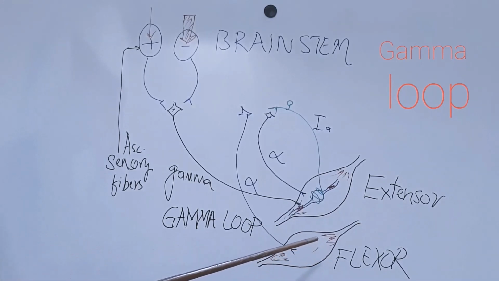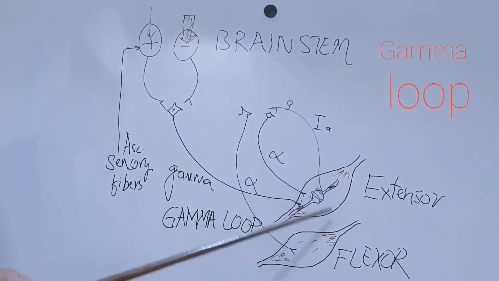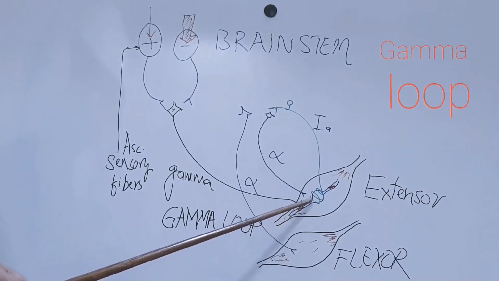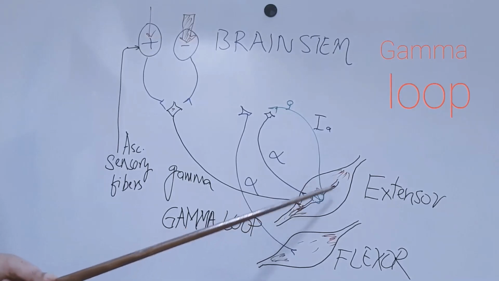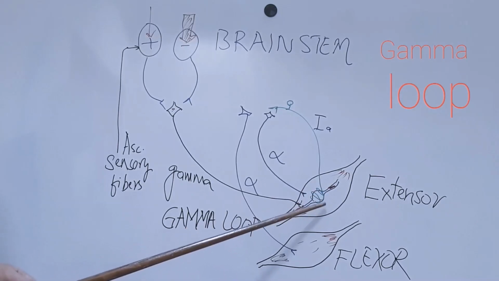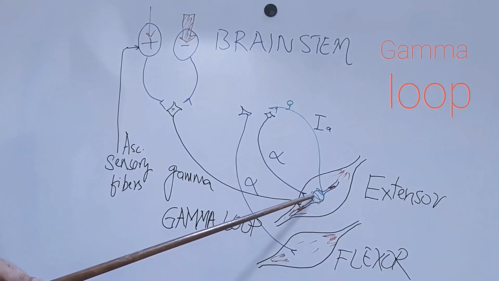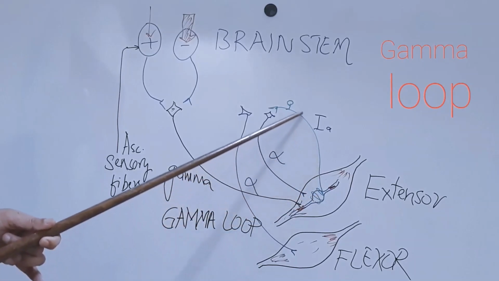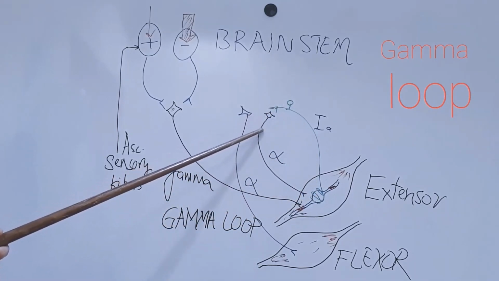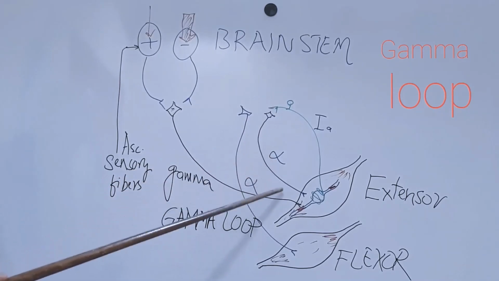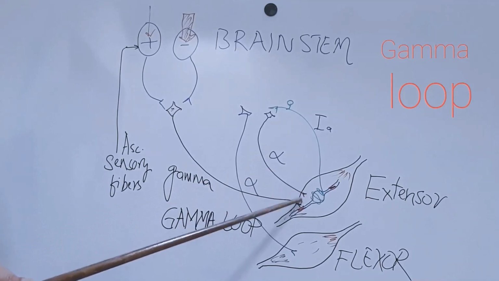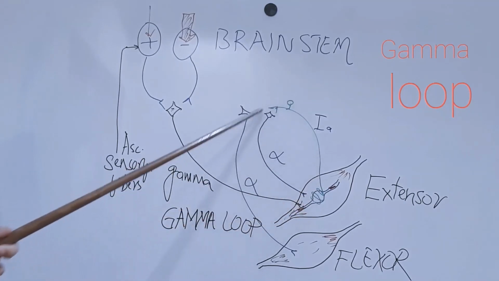Let's look at the gamma loop. There is an extensor muscle and a flexor muscle shown. The extensor muscle has a spindle, with a central expanded part and the peripheral ends. The central part acts as a receptor zone, and when this part is stretched by the stretch of the muscle, 1A afferent activity increases, alpha motor neurons are stimulated monosynaptically, the extrafusal fibers contract, and the skeletal muscle, which is stretched, contracts. This is the basic stretch reflex.